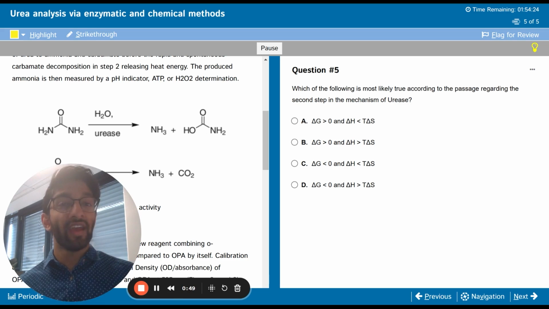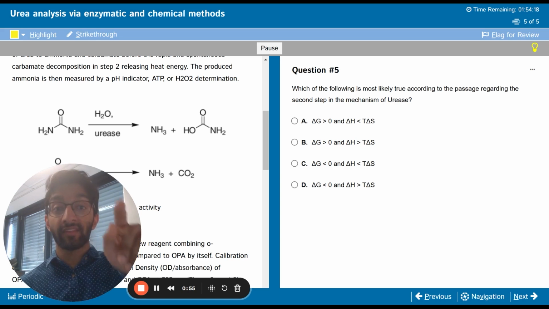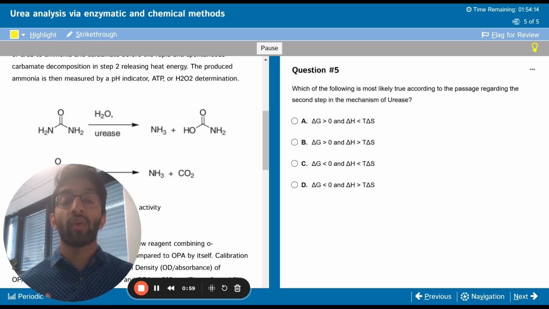But on the test, they rarely actually make you use this formula numerically. More so, what they love testing is this concept specifically, the more conceptual side. Do you understand what it means for delta G to be positive or negative? And what is the relationship between delta H and T delta S? And how does that relate to spontaneity?